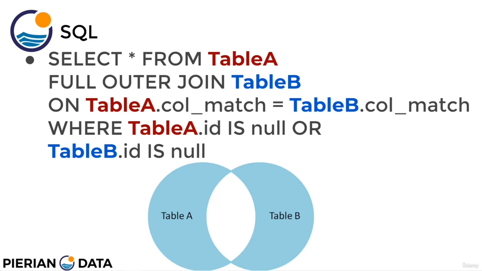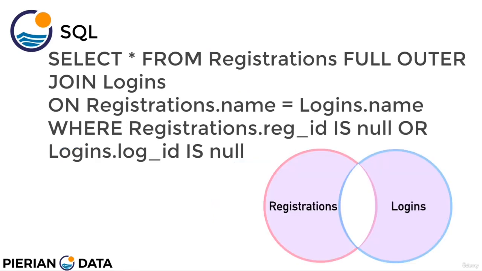Essentially the opposite of an inner join, because this will only grab things that are unique either completely to table A or unique to table B. Keep in mind, notice here I could have switched the order from table A to table B because this is again symmetrical right down the middle. So what does this actually look like in our example? We'll say something like select everything from registrations, a full outer join on logins, on registrations.name equal to logins.name, and then we can specify where registrations.registration ID is null or where logins.login ID is null.